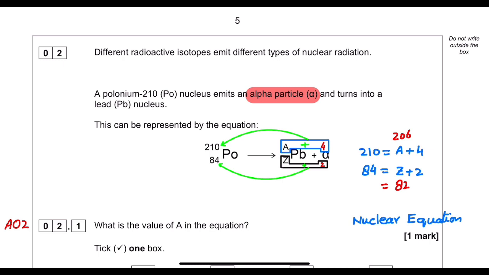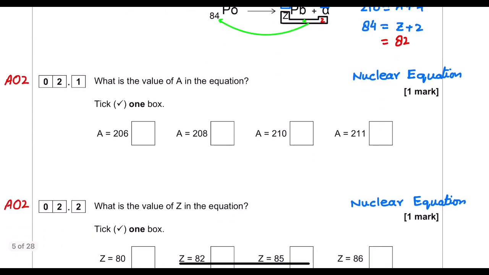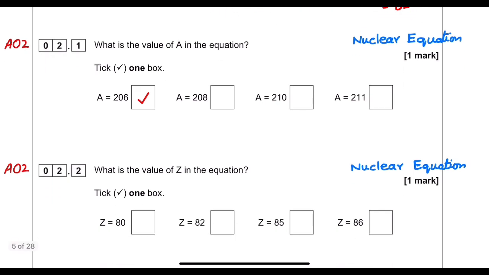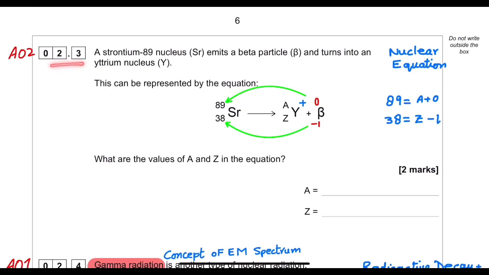Let's see the value of A and value of Z in questions 2.1 and 2.2. So A is 206, whereas Z is 82. 2.3 is an AO2 question.